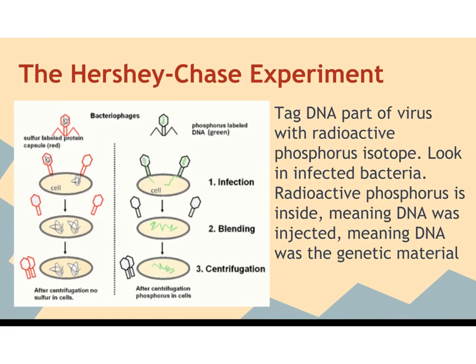Then they used phosphorus to put a radioactive tag on the DNA part of the bacteriophage, and that's shown in green here. And they ran the same experiment. They let the bacteriophage infect the bacteria, and then they checked to see where their radioactive phosphorus tags were. And what they found was the radioactive phosphorus, which only attaches to DNA because phosphorus is in DNA and not in protein, was inside the bacteria. So that means the thing that got injected into the bacteria was the DNA. Therefore, the DNA was the genetic material.